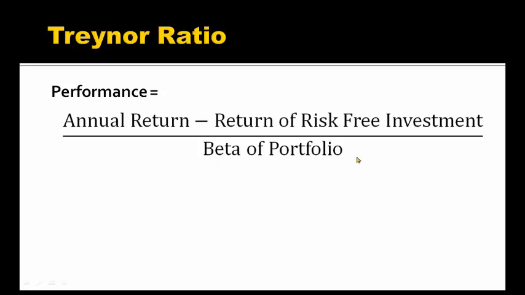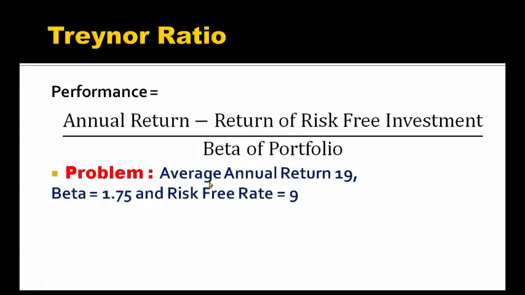In the Sharpe ratio, there is a standard deviation of portfolio, but in the Treynor ratio there is a little bit of change, meaning instead of standard deviation, there is beta of portfolio. Okay, what is the formula? As per the Treynor ratio, annual return minus return of risk-free investment divided by beta of portfolio.